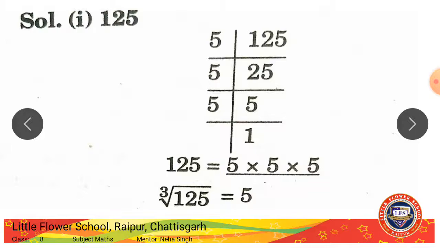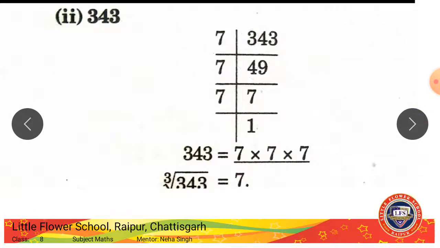Now the only difference here will be, since we have to find the cube root here, right? For square root we were making the pair for two numbers, but for cube root we'll make the group for three numbers, since cube means power 3, right? So for 125, the factors are 5 into 5 into 5. So this 5 into 5 into 5 will make a group, and the cube root of 125 will be 5.